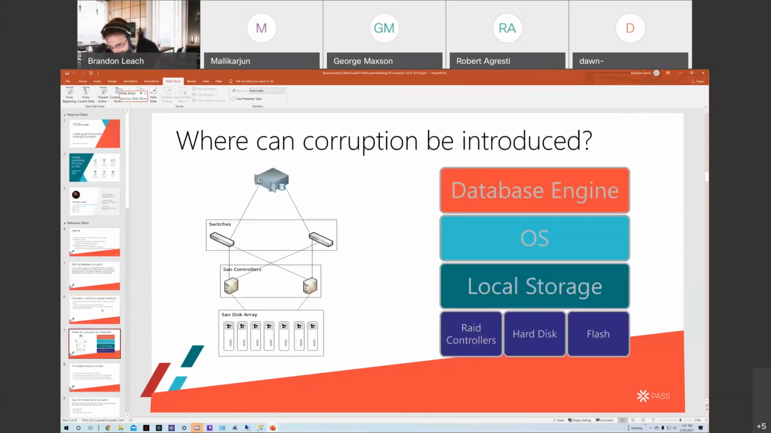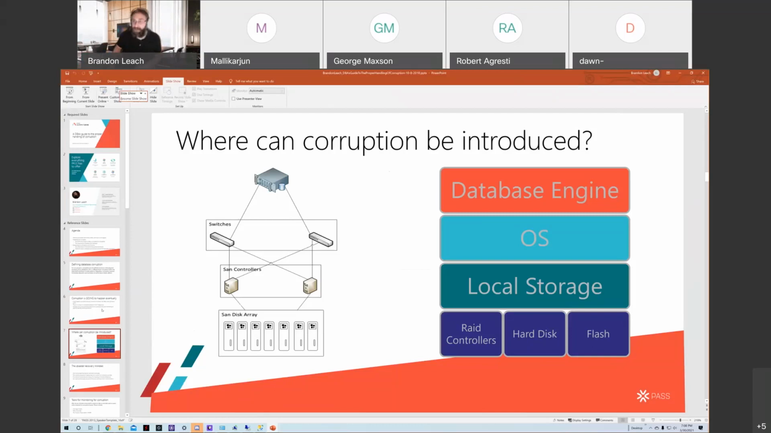Now, normally I would ask the question of where can corruption be introduced? But the thing here is we're in a virtual world. It's not so easy. It doesn't make sense to stop. So I'm just going to tell you, SQL or database corruption can be introduced at any point in this diagram, whether it's in the database engine, the OS, local storage, or your switches, SAN controller, or the disk arrays themselves, right? Anywhere inside your system between SQL Server and the storage itself, it can go corrupt.